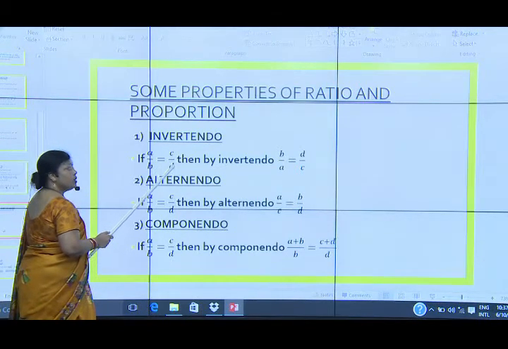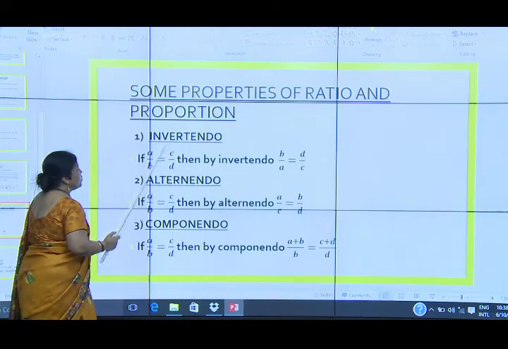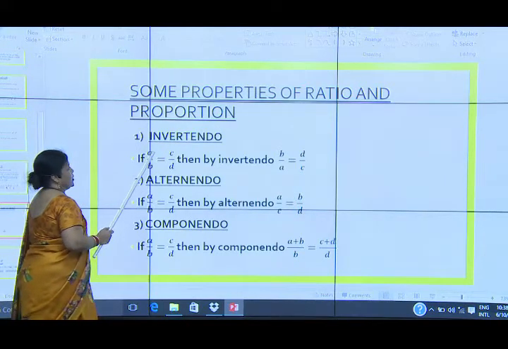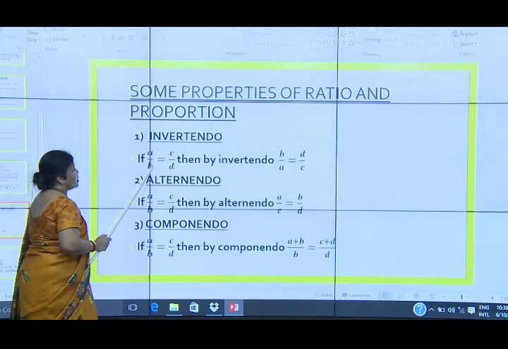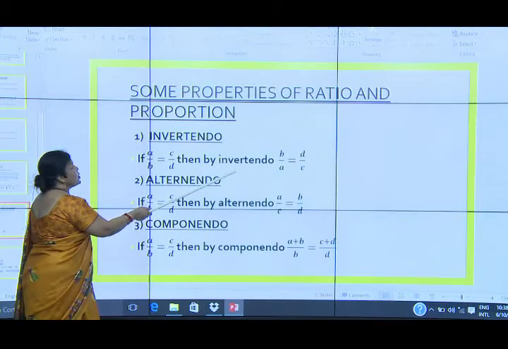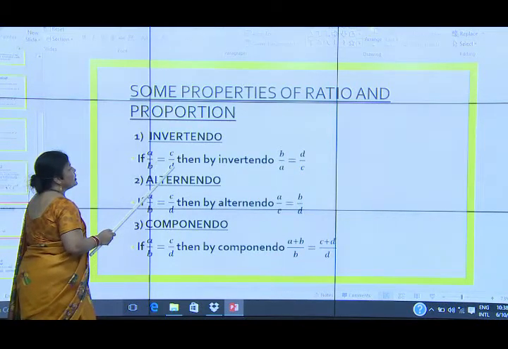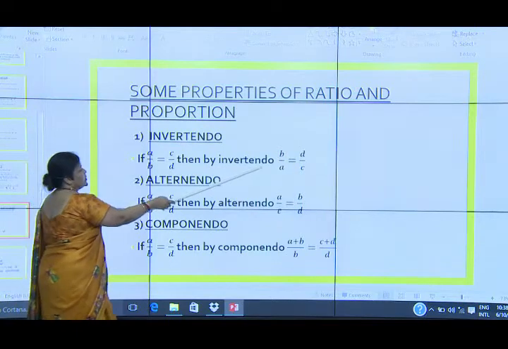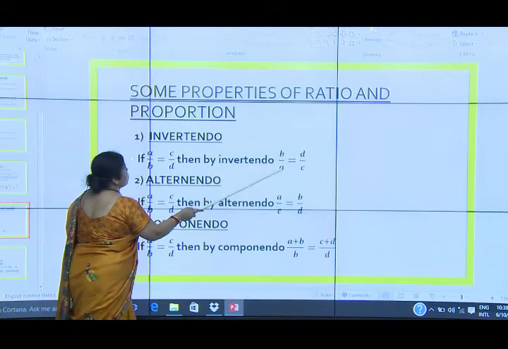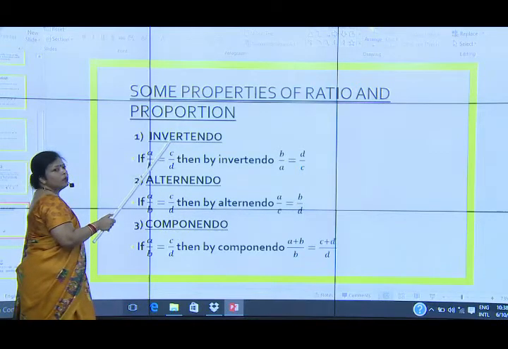Depending upon the requirement of the question, children, it will be used in proving also. If you are getting the answer like this and we want it in that form, then we can apply this property invertendo to do the reciprocal on both sides, and then the question will be solved accordingly. So we are doing the reciprocal in case of invertendo.